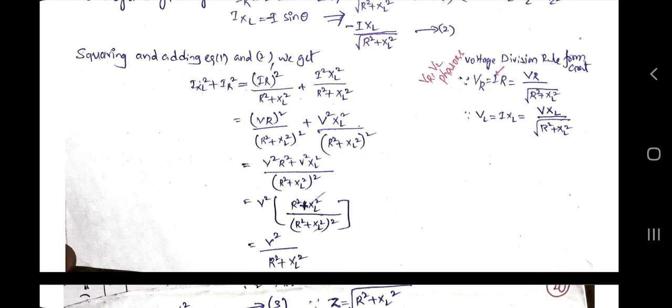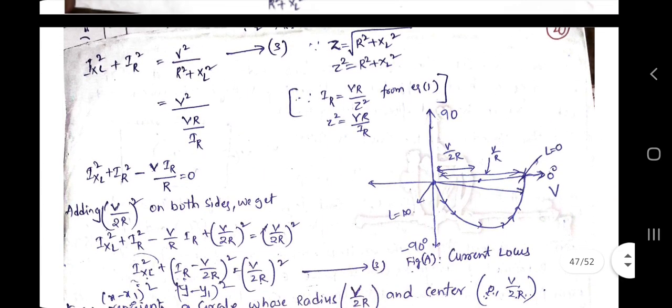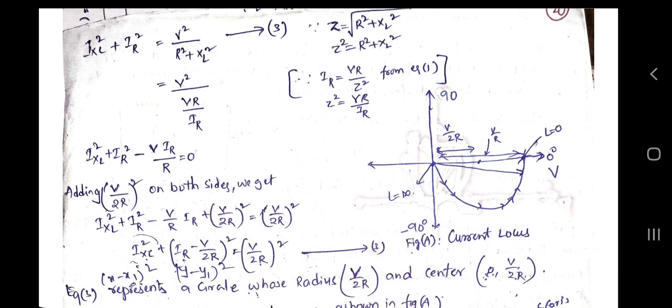Similarly, VL, which is the voltage across the inductor, is I XL, which is again V by root over R square plus X square, into XL. By using these two, you have to get the total voltage applied, which is VL plus VR. Therefore, again we take here I XL square plus I R square.